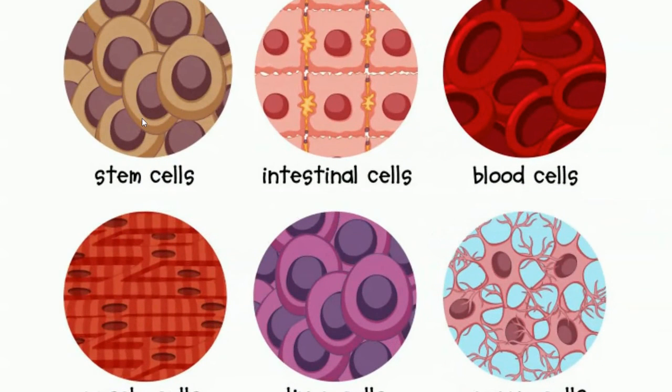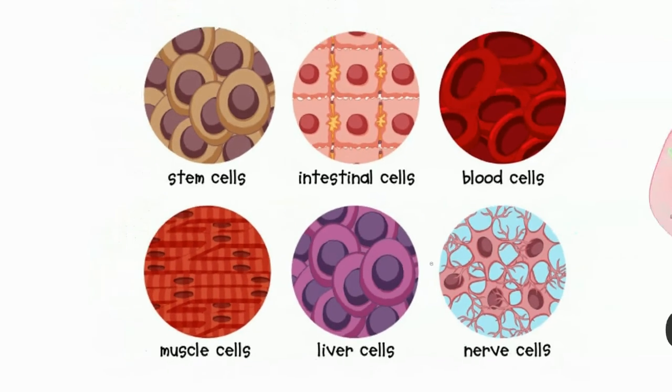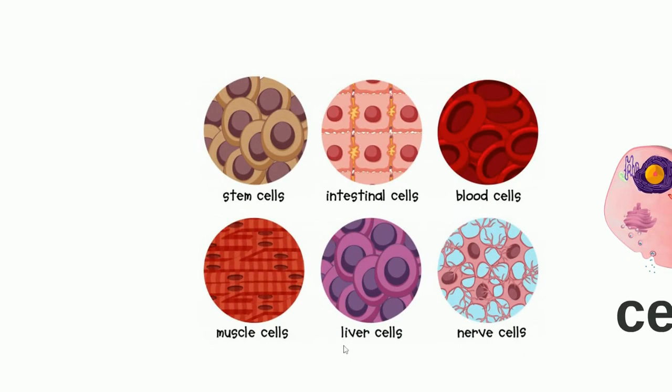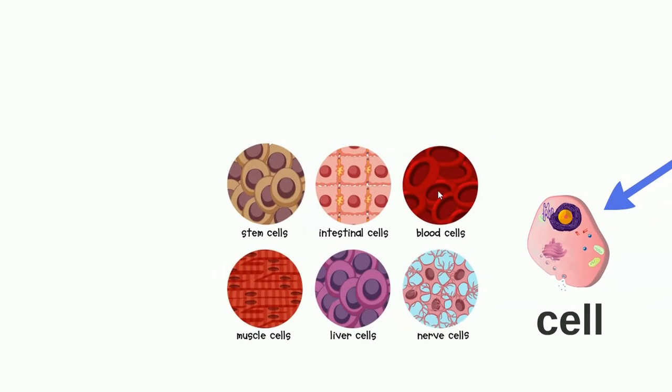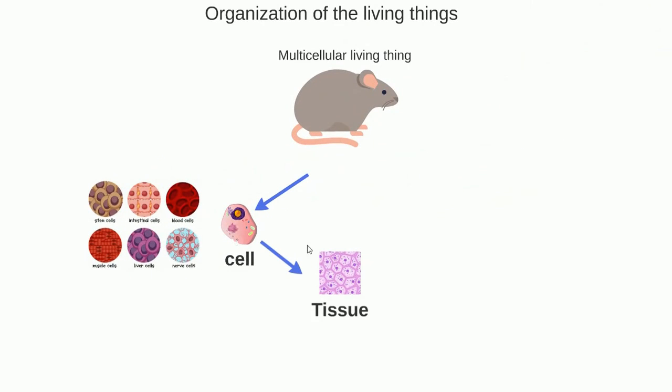For example, in an animal we can find stem cells, intestinal cells, blood cells, muscle cells, liver cells, or nerve cells, with very different shapes and structures because they have very different functions. So different functions, different shapes to perform those functions. These cells are usually not alone in a multicellular living thing. They organize, they work together, forming a tissue.